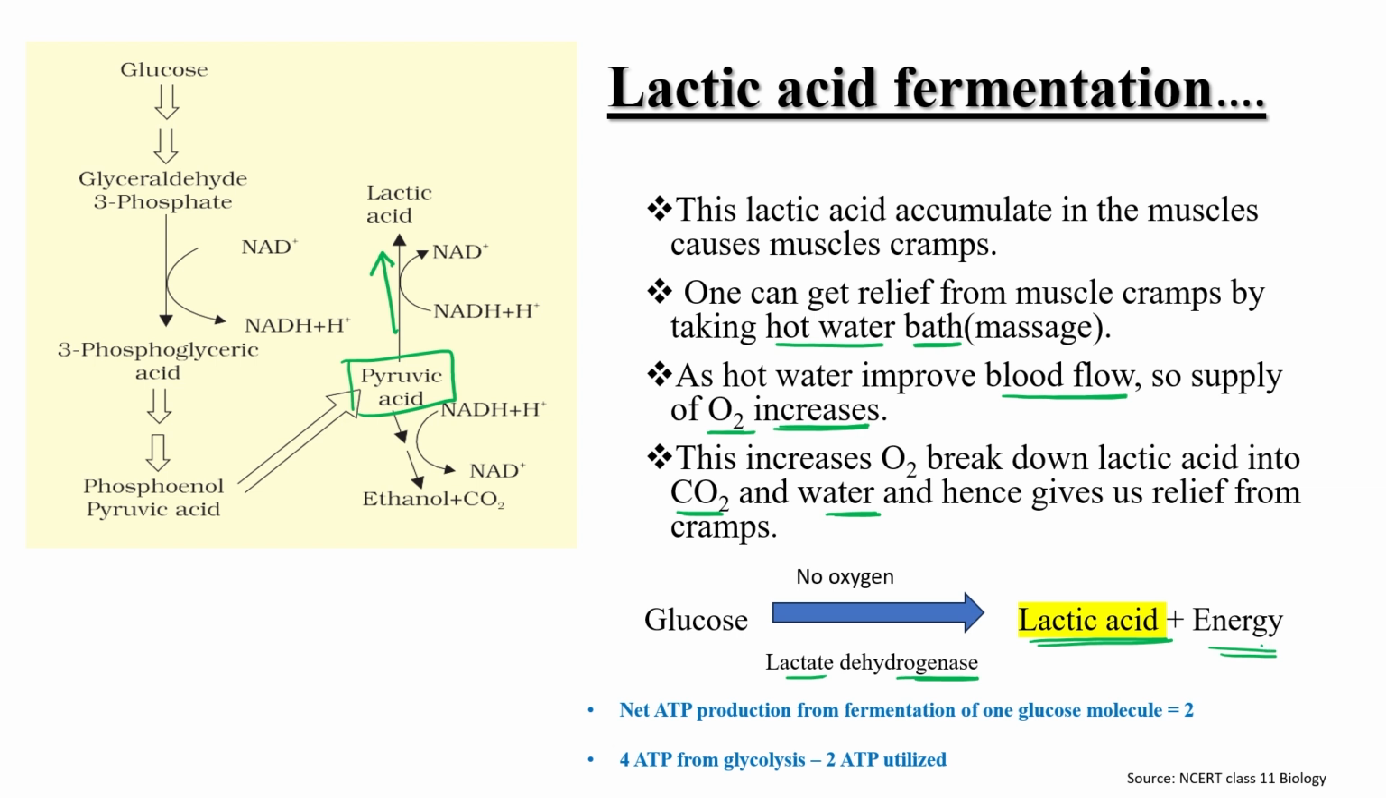Okay, through lactic acid fermentation, here also only a net gain of 2 ATP occurs. This is the net ATP production from fermentation of one glucose molecule: 2 ATP. Although total ATP production is 4, 2 we have already utilized in the initial steps. That's why it is written over here, 2 ATP utilized. So net gain is 2 ATP. Okay, clear?